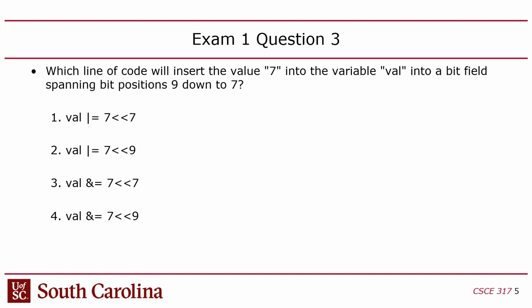If you want to insert bits into a field, you're going to want to do an OR. So the answer has to be one of these 2, and then the question is, how much do we shift the value that we want to insert by? The options are 7 or 9, the two ends of the field. In this case, we want to shift it by 7, which is the lower end of the bit field, because the value 7 is 111. This is a 3-bit value, and we're shifting its starting bit to bit position 7. But because it's a 3-bit value, it will end up spanning the 3 bits from 9 down to 7. Okay? So the answer there is 1, or A.